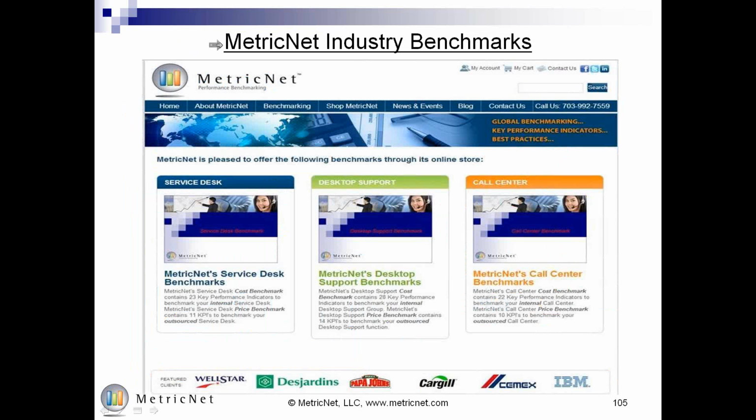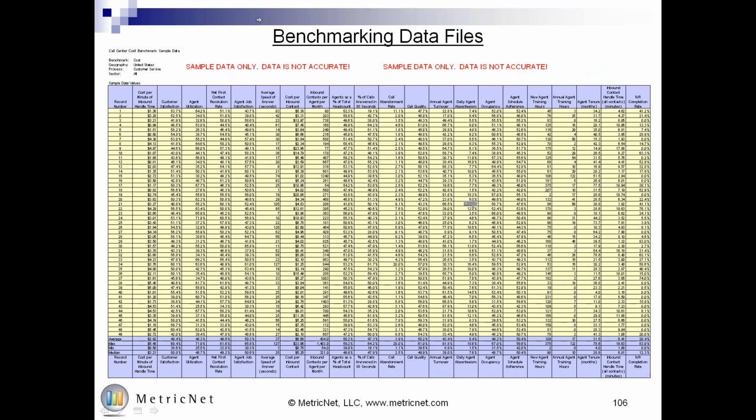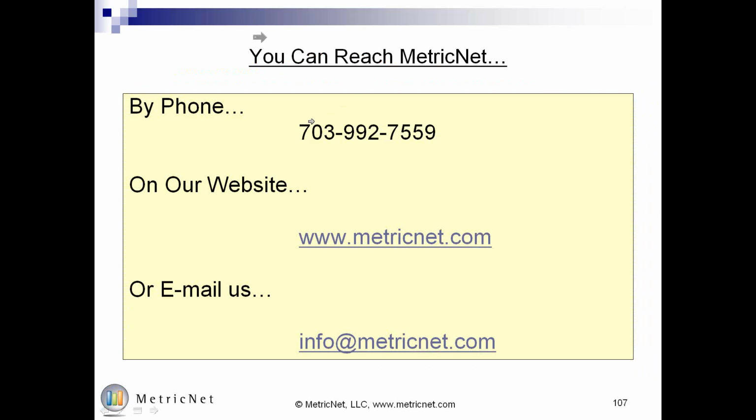Secondly, if you're only interested in industry benchmarking data, you can download an industry benchmarking report directly from our website. Just go to MetricNet.com, click the Shop selection on the upper navigation bar, and you will see our industry benchmarks that are available for download from different geographical areas. And finally, for those do-it-yourselfers that want to do their own benchmarking analysis, you can purchase a benchmarking data file in Excel format and conduct your own benchmarking analysis.